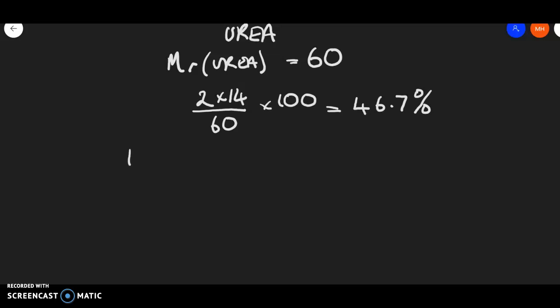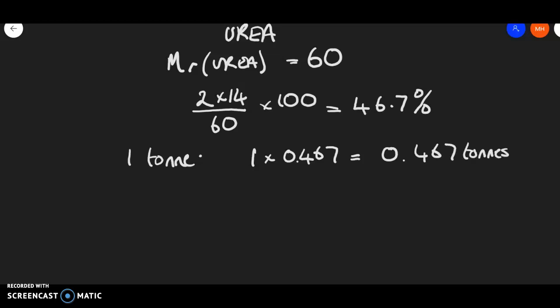So if you add 1 ton of urea, then you are adding 1 times 0.467, which is 0.467 tons of nitrogen, or a better way of doing it is 467 kilos of nitrogen.